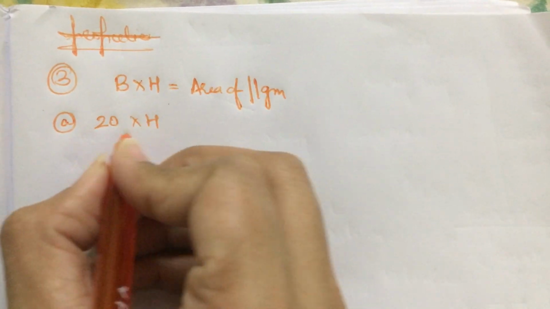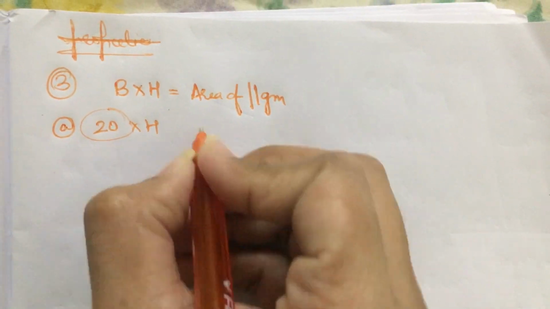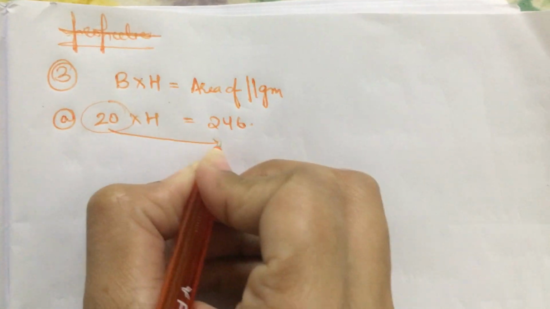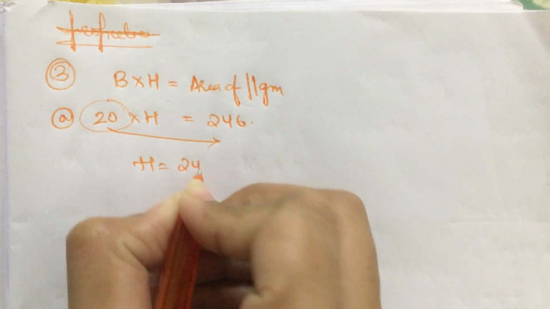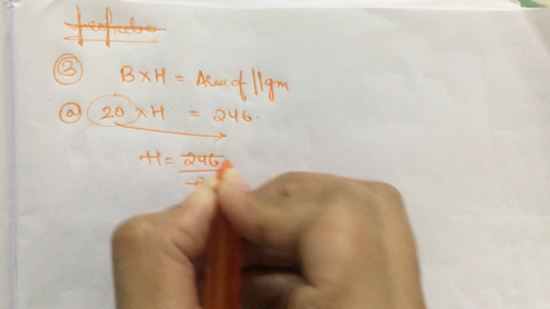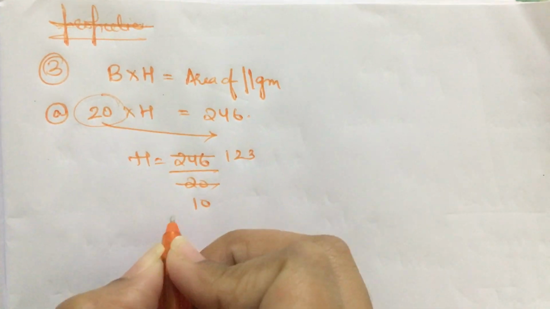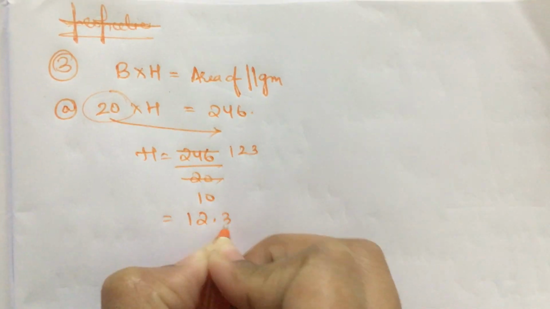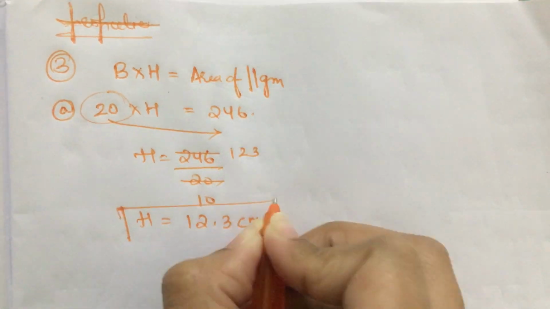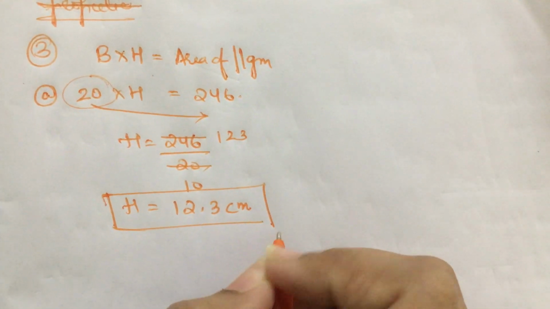So I'm doing the first one. Base is given, 20. Height is not given. The area is also given, which is 246. So if I send this down, height will be equal to 246 by 20. That is 10 times, 1 times, 2 times, 3 times. Then this becomes 12.3 centimeters, which will be the height of the particular parallelogram we have.